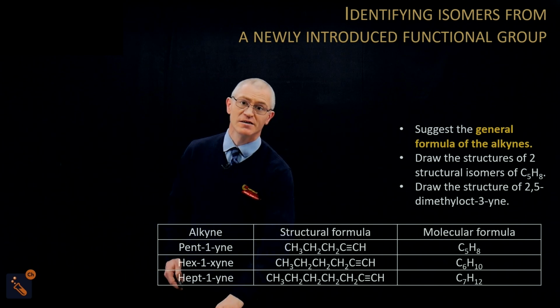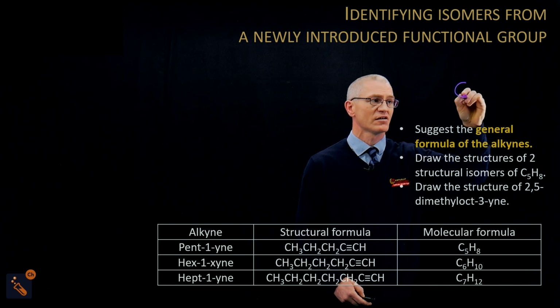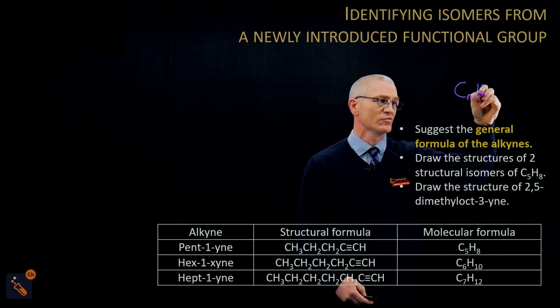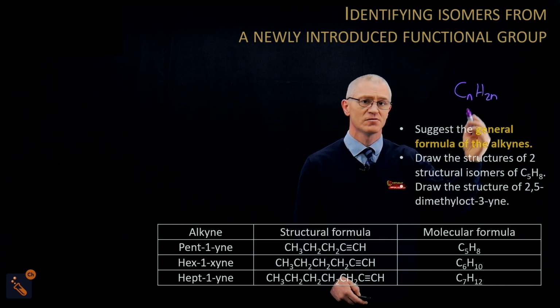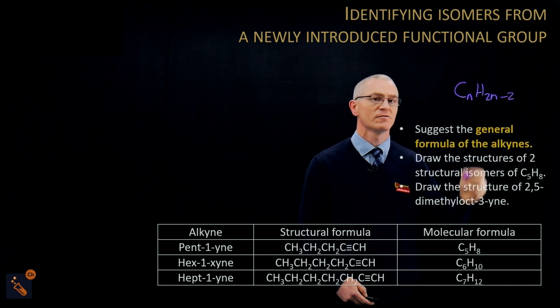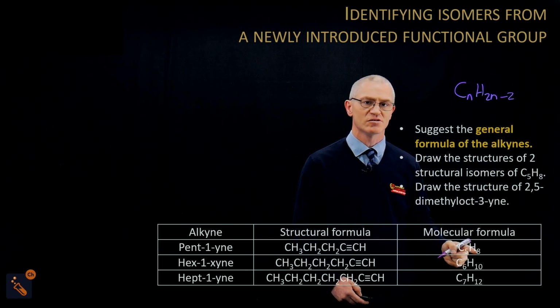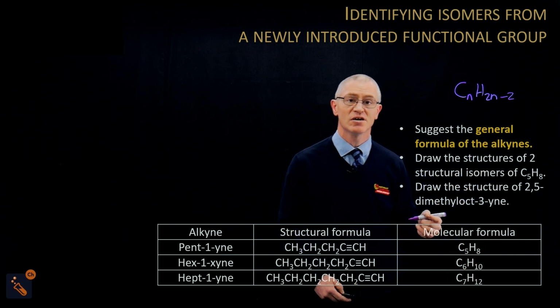The first part is about the general formula. When it comes to organic general formulas, I would suggest basing it all on CnH2n. So CnH2n, think about it, C5, 5 times 2 is 10. How do I get to 8? Well, I can take away 2 from 2n, and that works. Let's go to C6H10 and check it works. 6 times 2 is 12, take away 2 is 10, and therefore it works. 7 times 2 is 14, take away 2 is 12, so it works. So we've done the first part.